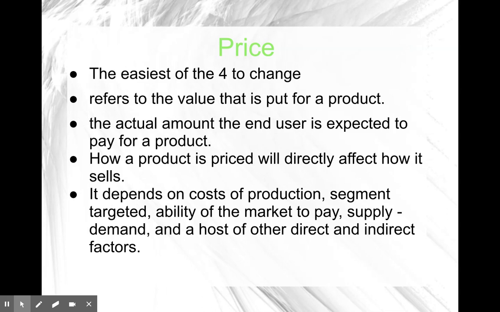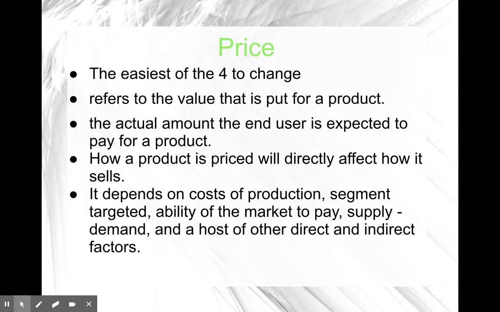The segment that's targeted, so we talk about that a little bit in place and promotion. Ability of the market to pay. You can't charge $5 if people can only pay $2 for it. Supply and demand, so that's probably maybe the number 2 when we talk about price. Do people want it? Is there demand for it? How much of it is out there? And a host of other direct and indirect factors.